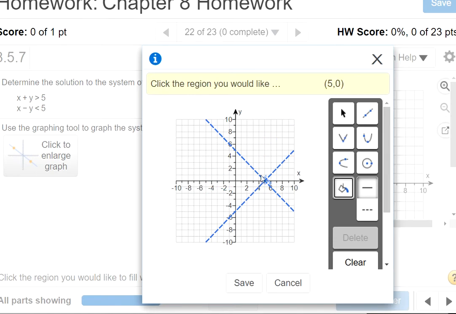Let's try a point that's definitely in this triangle. If I plug in a 5 for x and a 10 for y, 5 plus 10 makes 15. 15 is greater than 5, so it's true for the first inequality. For the second, I plug in 5 down here and 10 in for y. 5 minus 10 makes negative 5. Oh, and that is true, right? Negative 5 is less than 5.